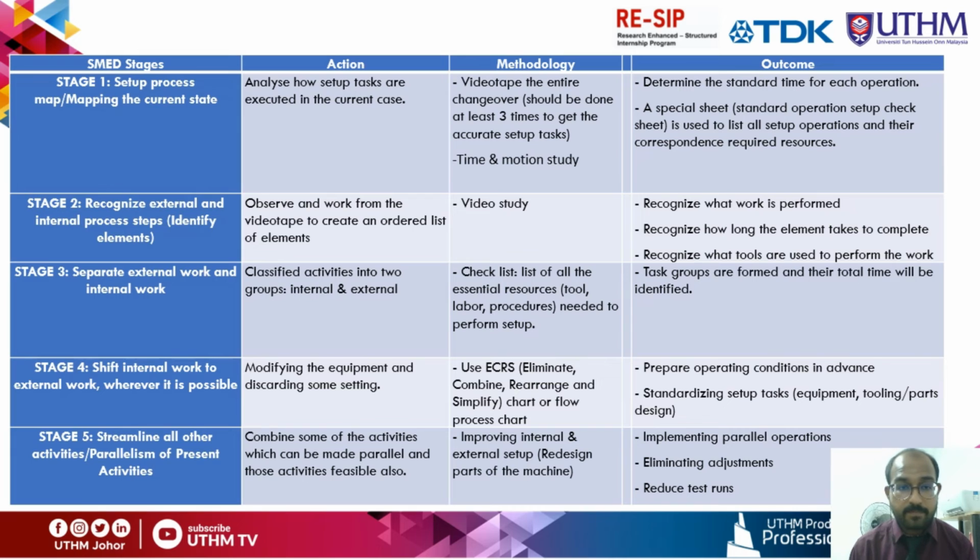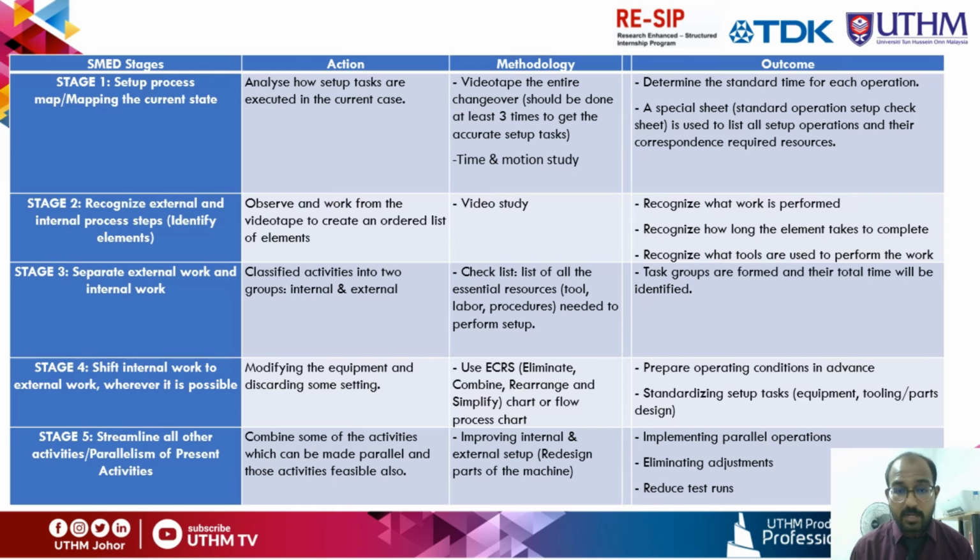Stage 2 is to recognize the external and internal process steps. To identify this, we should observe and work from the videotape to create an ordered list of elements. The method is to study the video, so from there we can recognize what work is performed, how long each element takes to complete, and what tools are used to perform the work. The next stage is to separate the external work and internal work. External work is the work done to the machine while it is running, and internal work is the activity done to the machine when it is stopped.